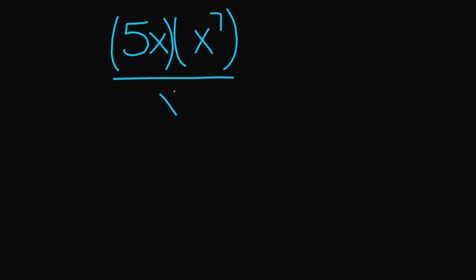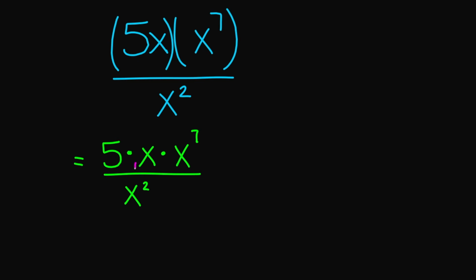What about 5x times x to the 7th over, let's do x squared. So first, let's go ahead and separate our numerator. So we're going to get 5 times x to the 7th over x squared.